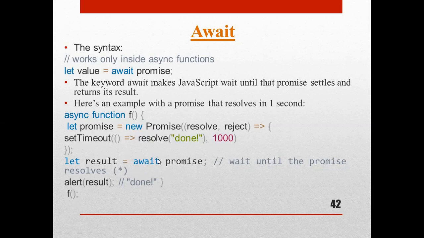We are going to use await here, like let result = await promise. It will wait until that promise resolves, and at last we are going to alert that result. Okay, so it will give the output done after 1 second. That is, it will resolve that promise after 1 second.